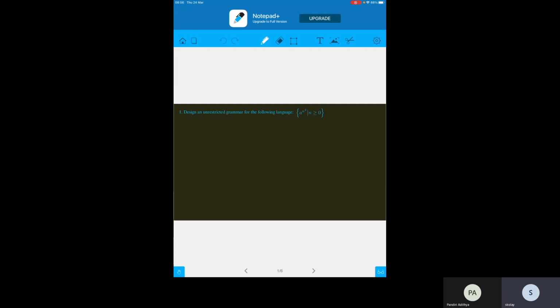So the first question is to give an unrestricted grammar for the following language: a to the n square, where n is greater than or equal to 0. We've seen how to construct an unrestricted grammar for a to the 2 to the n. So now we want a to the n square.